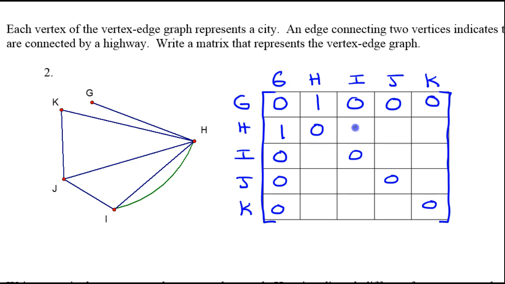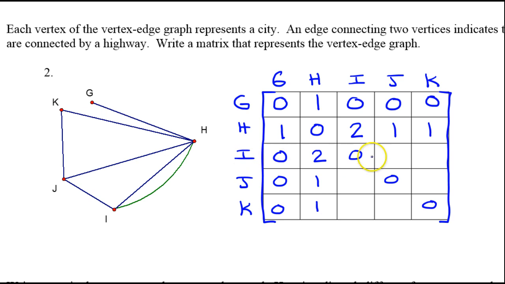Okay, what about from H to I? From H to I, not only is there one highway, but there are actually 2 highways. There's a straight highway and then the curved highway. So from H to I, I'm going to put a 2 because there are 2 highways connecting those. That means from I to H, I'm going to put a 2 there as well. What about from H to J? From H to J, there is a single highway. That means from J to H, there's a single highway. What about H and K? Let's see. Yes, there's a highway between H and K, just the 1. That means between K and H, there's a highway.